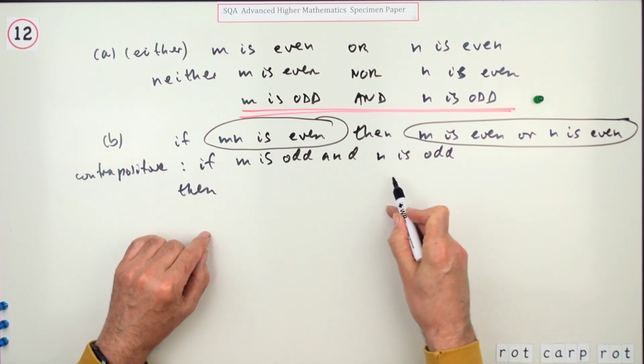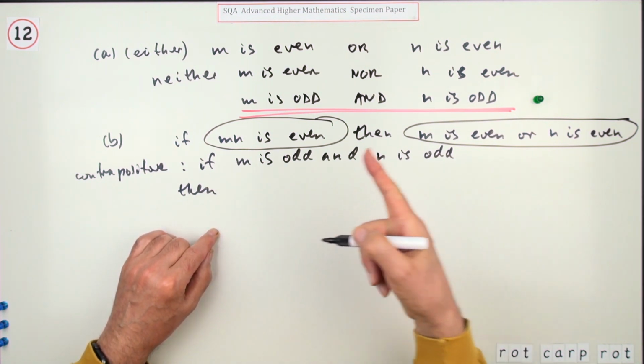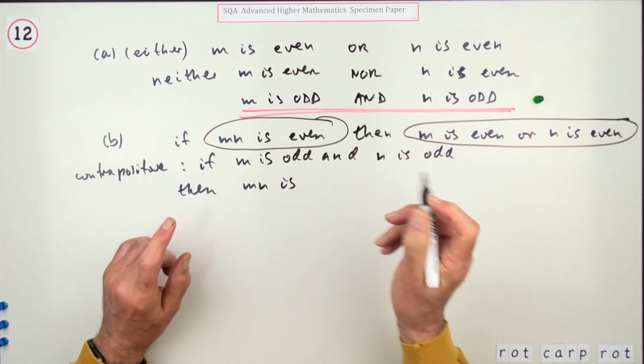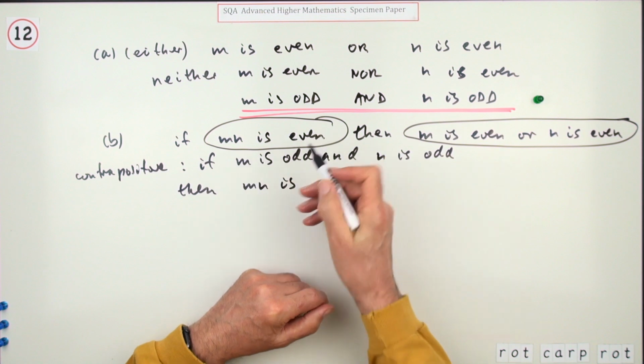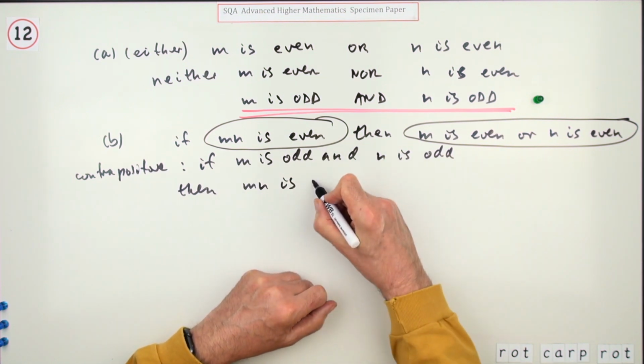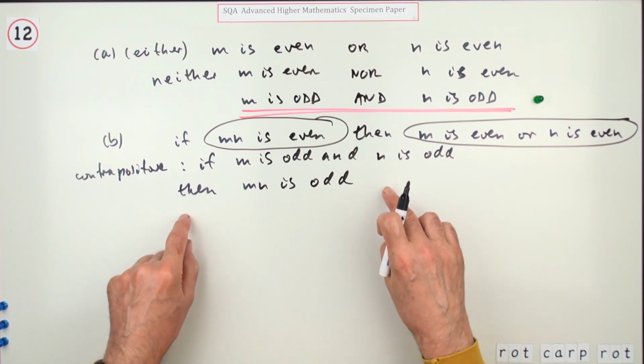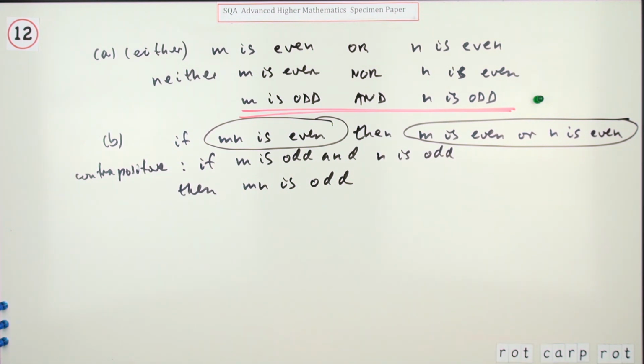If M is odd and N is odd, then that's the negation of this part. The negation of that is then Mn, again it's a no it's not. Mn is even, no it's not. Mn is odd. That's what you have to prove. That's the statement of the contrapositive. Now that's the mark then for stating the contrapositive. Now you've got to do it.